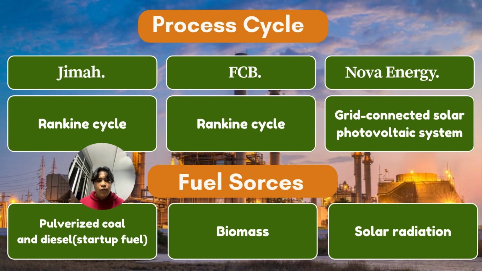The process cycle involved in the JIMA power plant and ours is the Rankine cycle, since it involves a flow stream going in a cycle through four main components, which are the pump, condenser, turbine and boiler. While the Nova power plant uses a grid-connected solar photovoltaic system, where the solar power system is connected directly to the electricity grid for immediate energy conversion. For the fuel sources, the JIMA power plant uses pulverized coal, where the coals are crushed into powder before being burned, and uses diesel as process startup fuel. Our power plant uses biomass since it is the most suitable green energy that can be produced compared to coal fuel. The Nova power plant, on the other hand, uses solar radiation as the energy source for their plant.